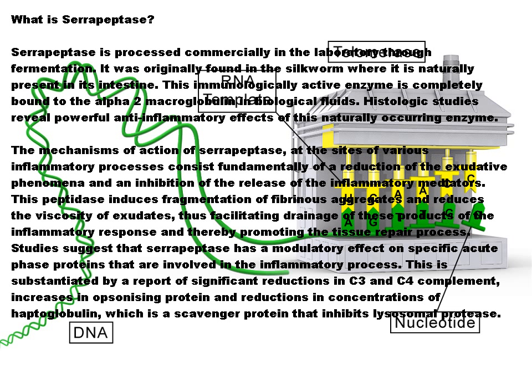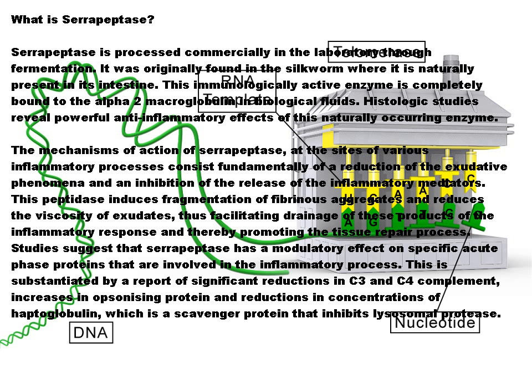The mechanisms of action of serrapeptase at the sites of various inflammatory processes consist fundamentally of a reduction of the exudative phenomena and an inhibition of the release of the inflammatory mediators. This peptidase induces fragmentation of fibrinous aggregates and reduces the viscosity of exudates, thus facilitating drainage of these products of the inflammatory response and thereby promoting the tissue repair process.